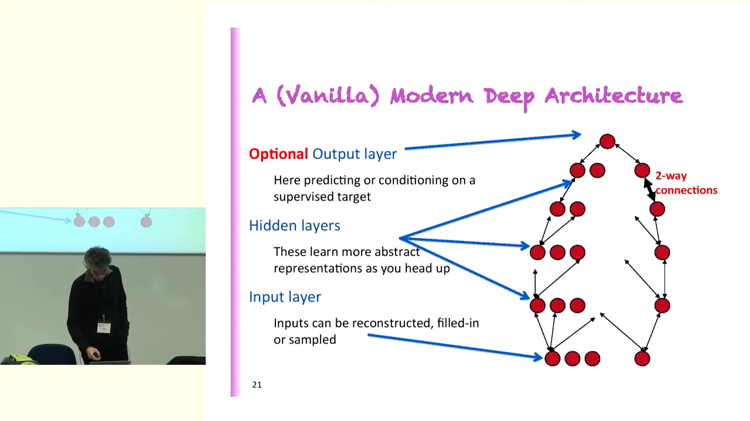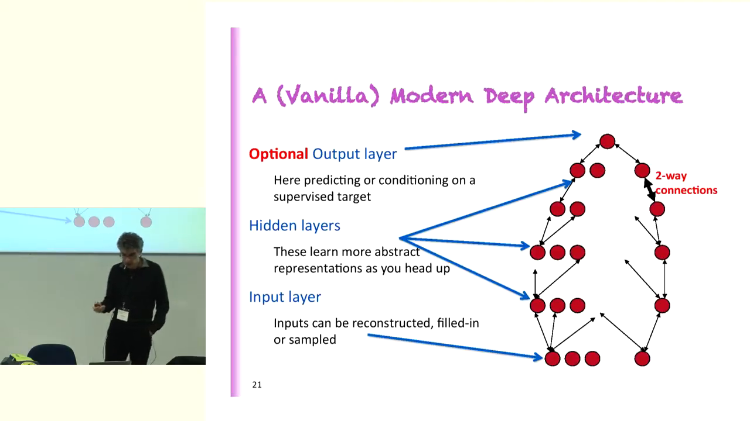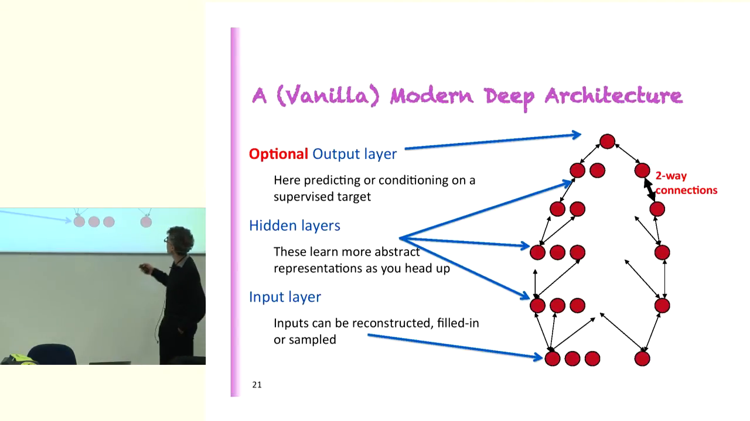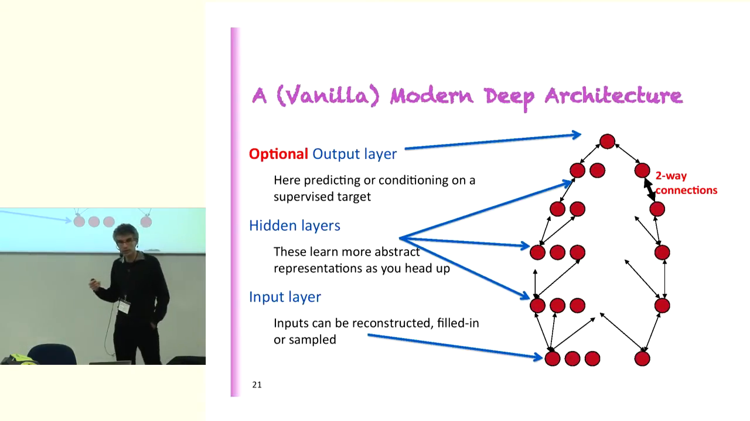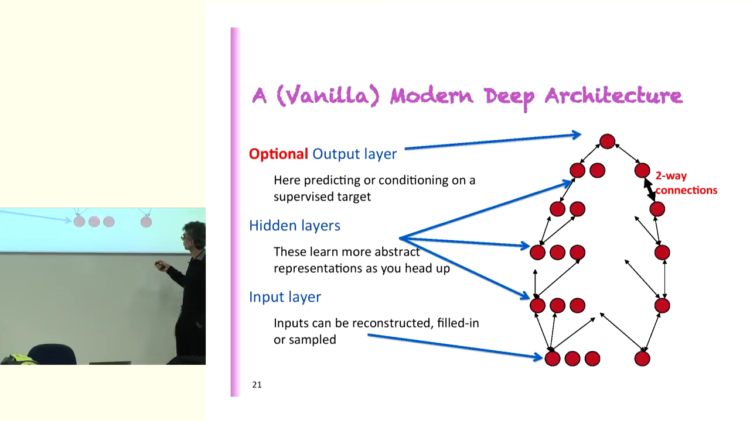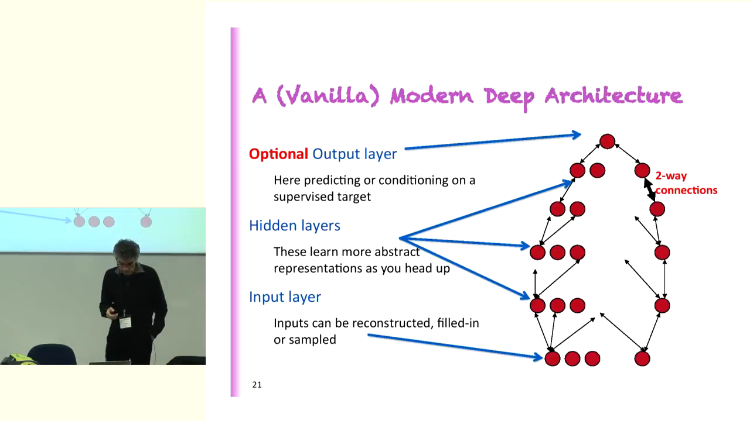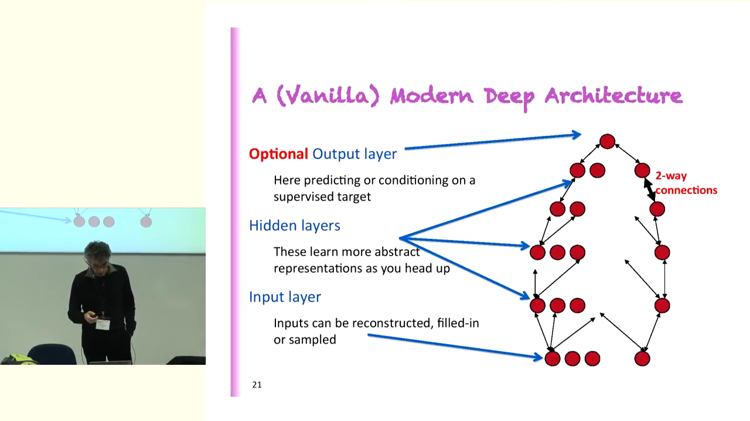Well, some of the things that have changed in some of the modern deep learning systems is that instead of the arrows going only up, they can also go down. And so now you can do things like generate inputs or fill in missing inputs. And you don't even need an output layer. You might just represent the input distribution somehow.